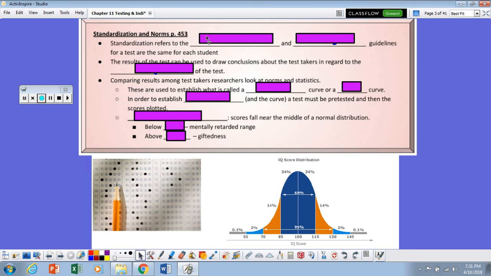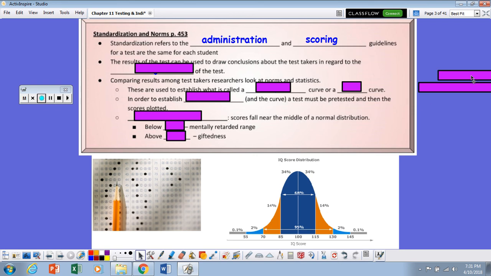Standardization and norms. Standardization refers to the administration and scoring guidelines for a test that are the same for each student. So anytime that we talk about tests like the Terra Nova or the ACT or the AP exam, these are standardized tests, and they are administered in a specific way, and they are scored in a specific way. The results of the test can be used to draw conclusions about the test takers in regard to the objectives of the test. Comparing the results among test takers, researchers look at norms and statistics.